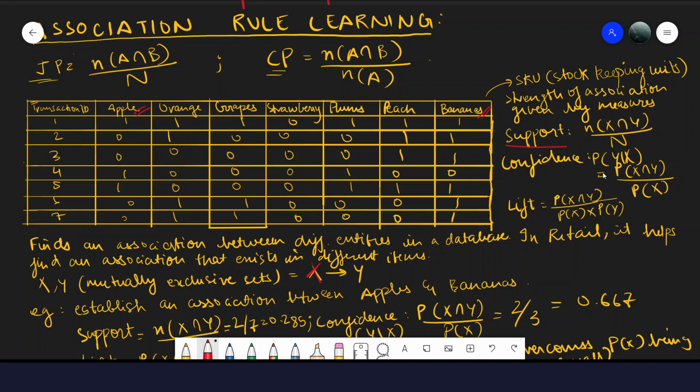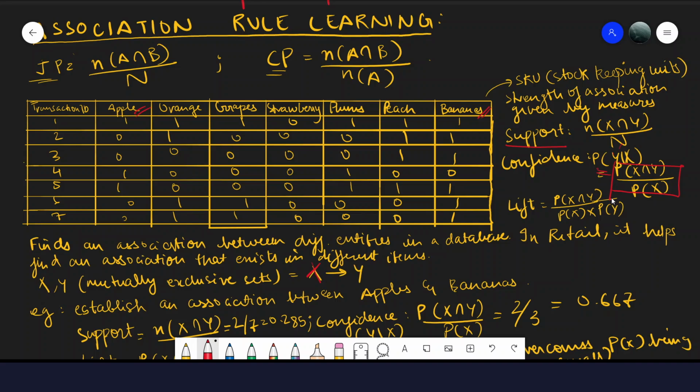Confidence is nothing but the conditional probability. What is the probability that I'll buy Y given X? Y over here is bananas and X over here is apples. What is the probability that I'll buy bananas given that I've already bought apples? So that is given by P of X and Y whole upon P of X over here. Then there is the lift, which is basically the conditional probability, but also divided by the probability of bananas, P of Y, in the denominator.